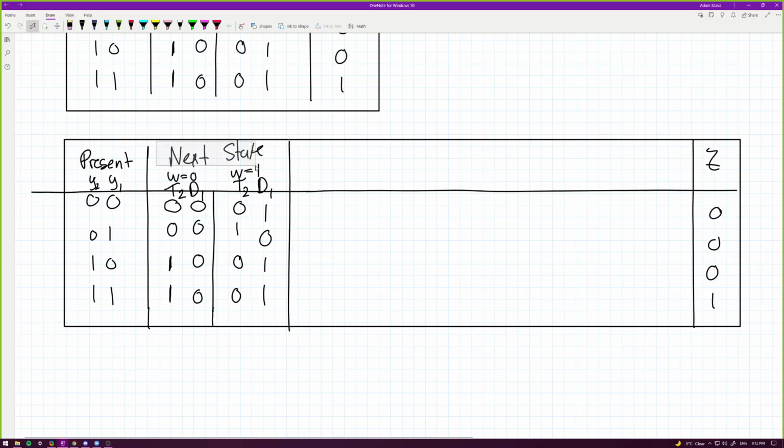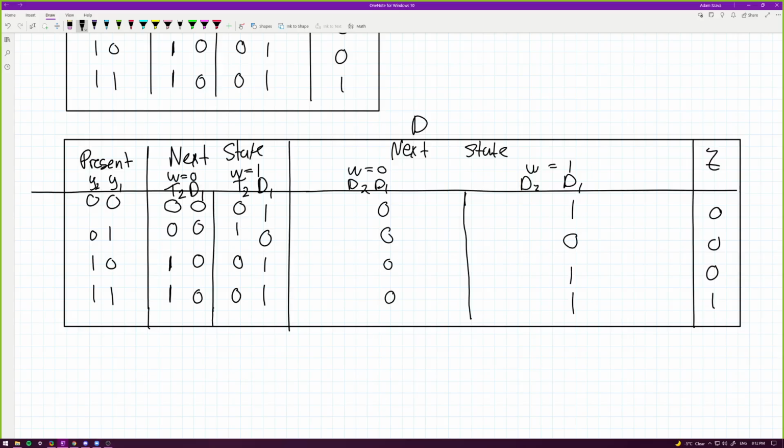So my next state is now entirely in D flip flops. So I can draw the next state with just D flip flops. I didn't need that much space, but W equals 0, W equals 1. I'll divide it right there. And this is going to be D2, D1. So D1 doesn't change. 0, 0, 0, 0. Yep, and the same thing here: 1, 0, 1, 1.